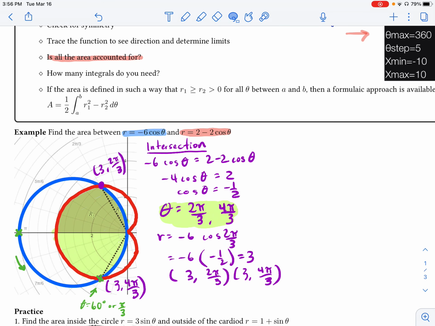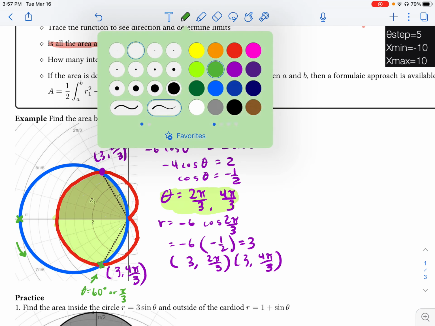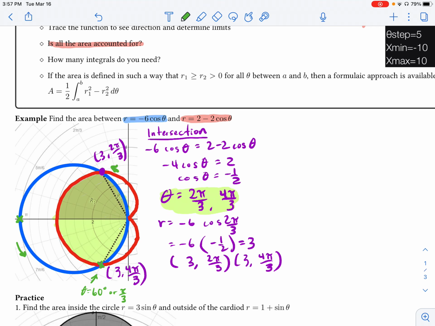And so we can state definitively that our first point of intersection is going to be at 2 pi over 3. So when the graph goes all the way around, and let me keep this in green, our first point of intersection is here at 2 pi over 3. And then it's going to loop all the way back around again, and when it hits 4 pi over 3, that's when it intersects with our cardioid.